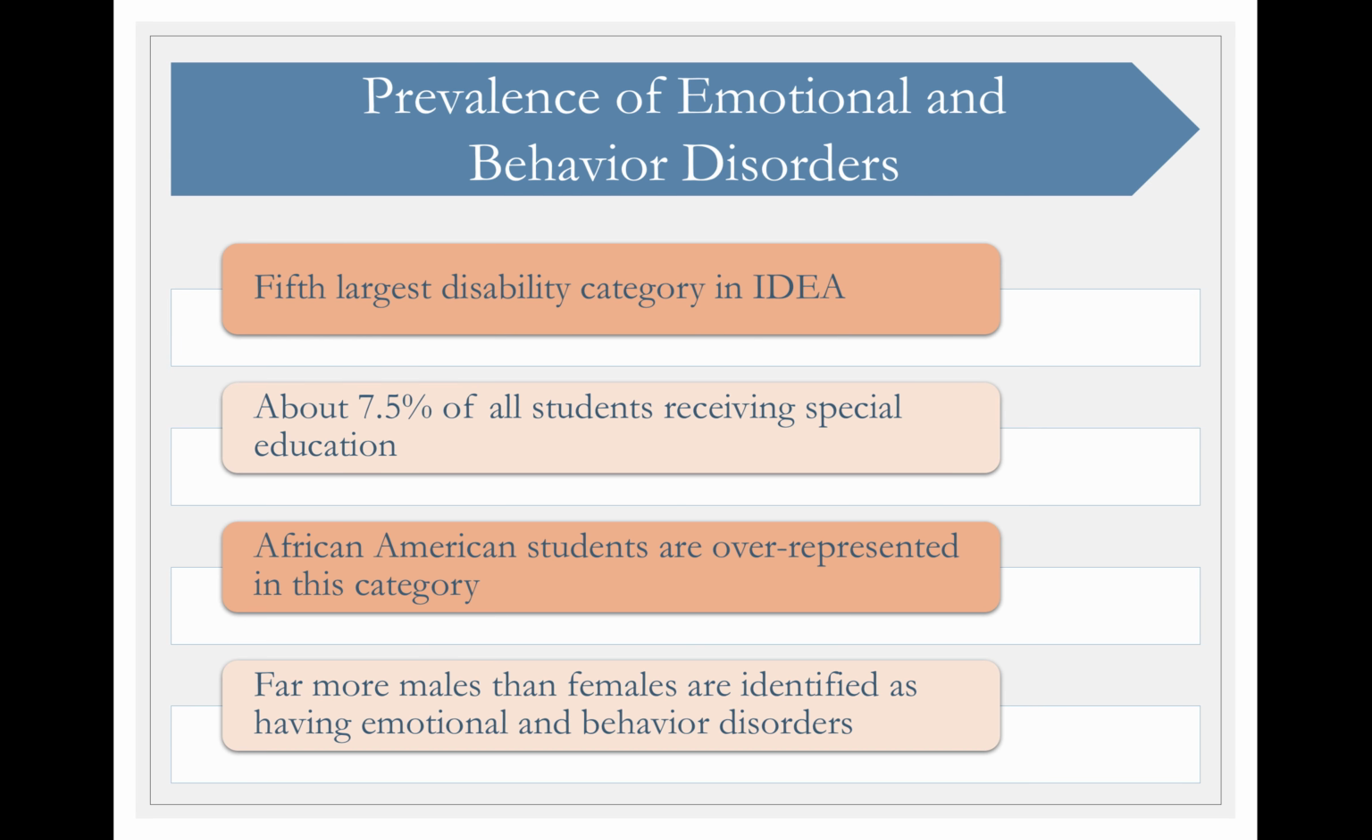What are the numbers of children with emotional and behavior disorders? Well, it's the 5th largest disability category served under the Individuals with Disabilities Education Act. About 7.5% of all students who receive special education are in this category. African American students are overrepresented in this category, so we have to be careful about that, about categorizing too many children from other races and ethnic groups, and really take into consideration why this is happening. There are far more males than females identified as having emotional and behavior disorders. Again, we need to be careful about overrepresentation of gender as well as race.